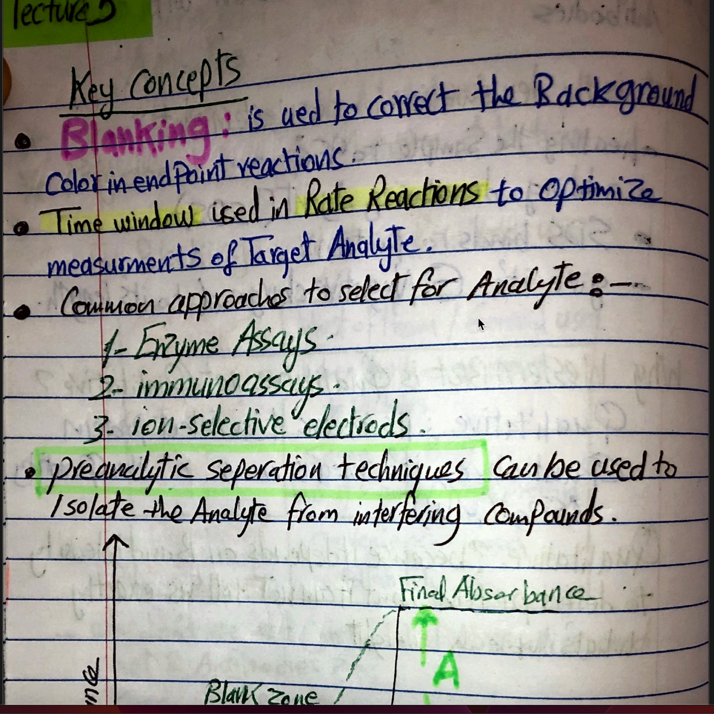So we have two concepts until now. We have blanking to correct the background noise in the endpoint reaction, and we have the time window that is used in the rate reaction to optimize the measurement of the target analyte.